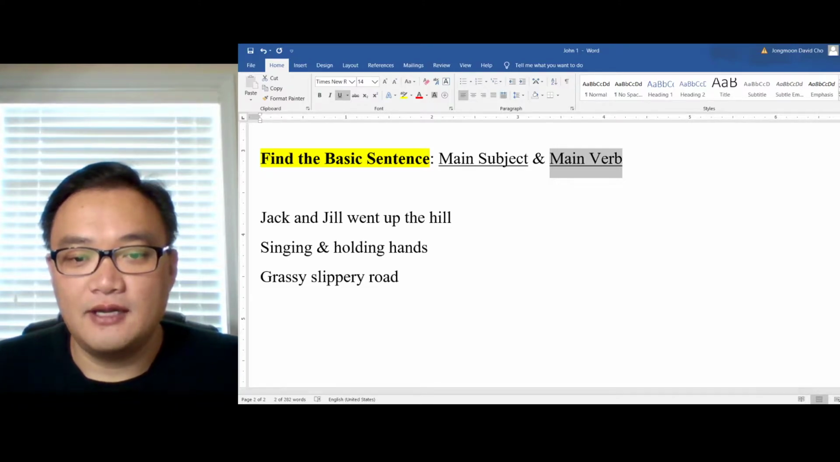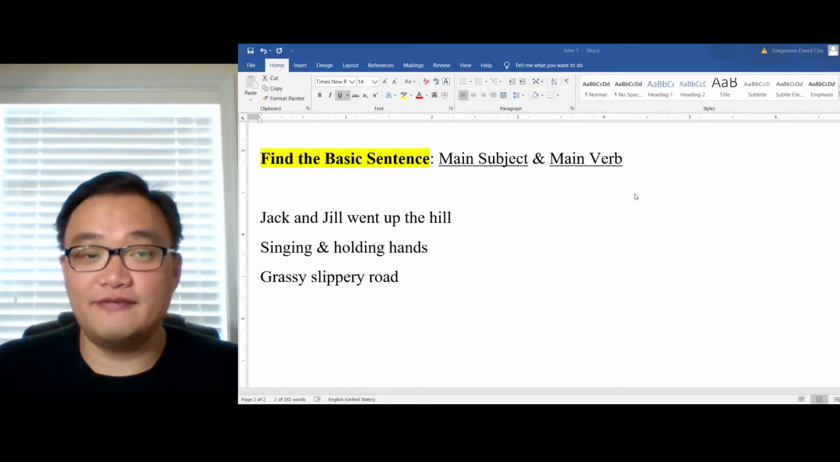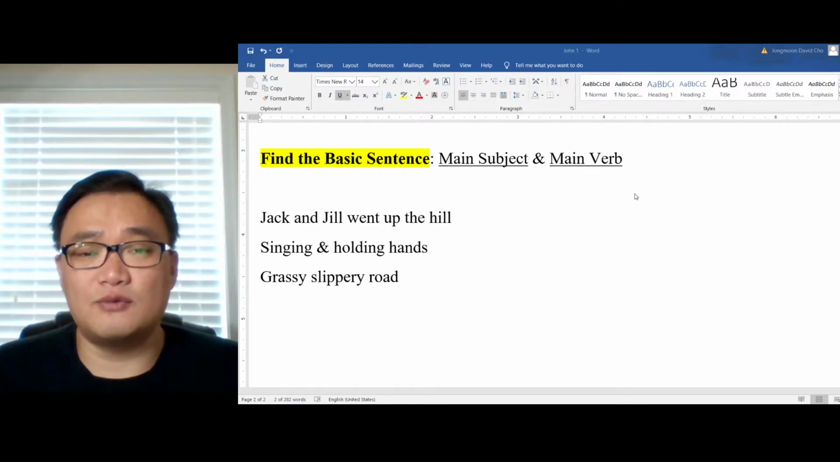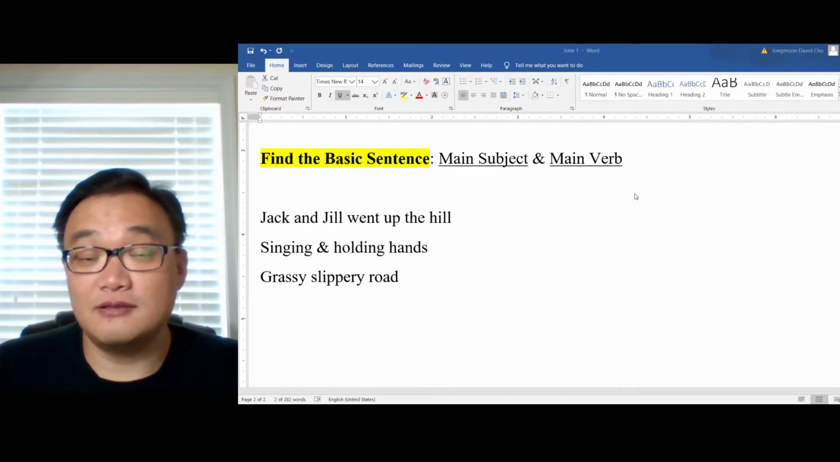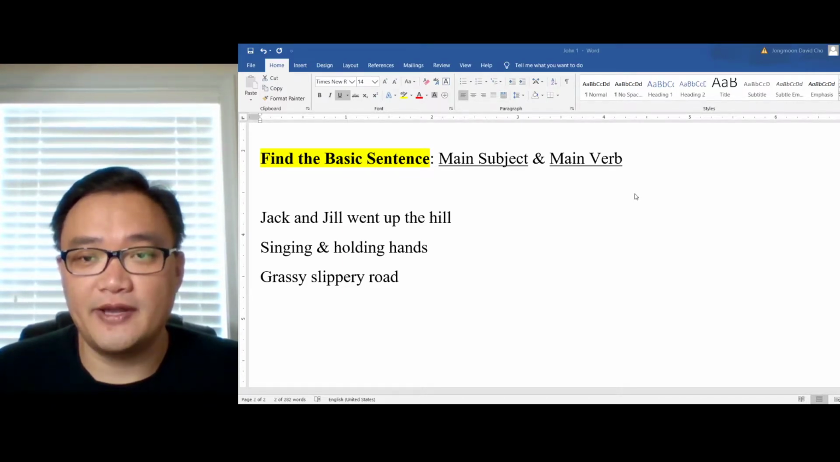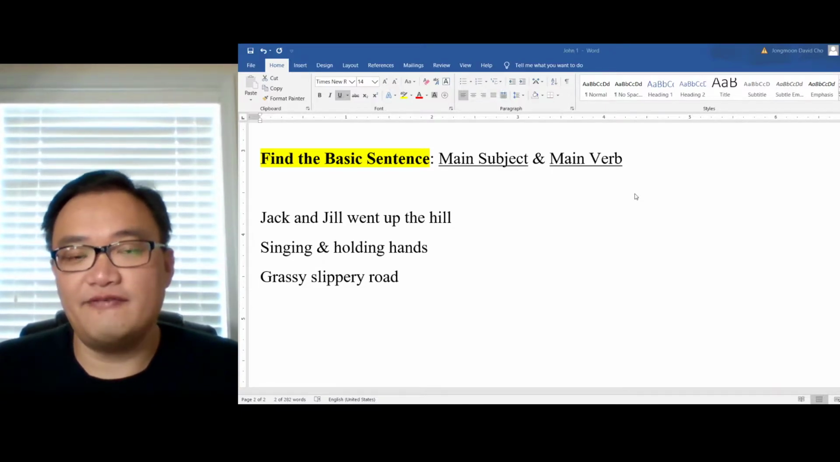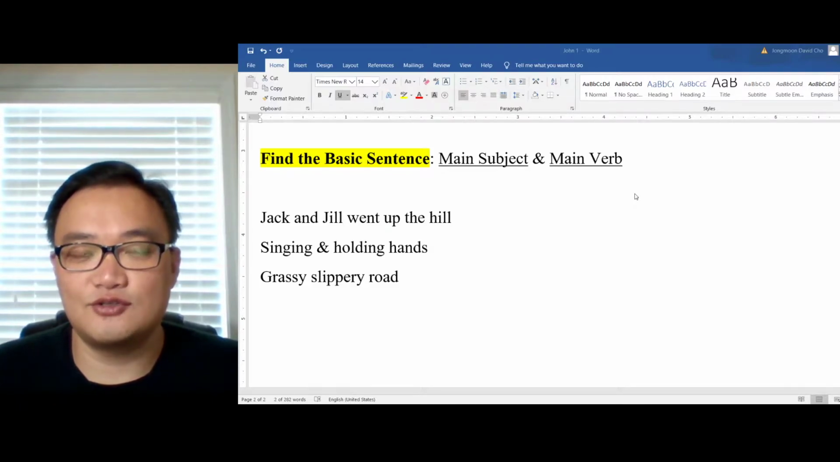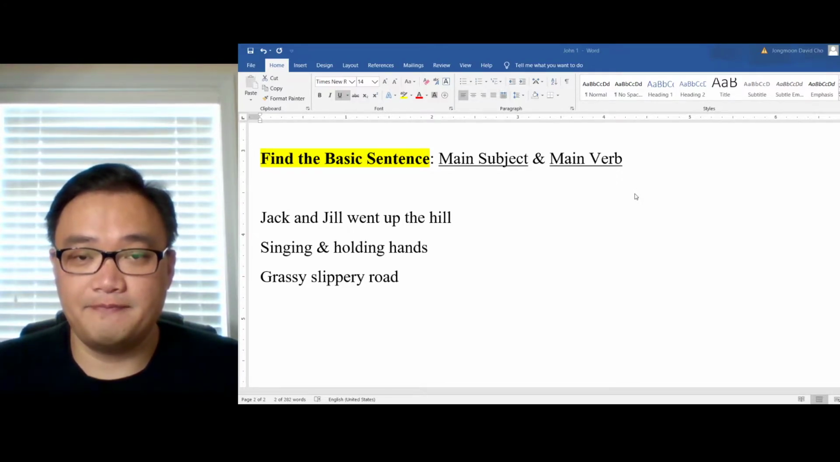The reason why we do this is because in the Bible, there's lots of details. The sentences are very convoluted. There's a lot of words, a lot of ideas that are brought up into one sentence. There's lots of run-on sentences. And so, in the midst of all these confusing sentences, we want to find the main basic structure of the sentence. And that is finding the subject and then the main verb.